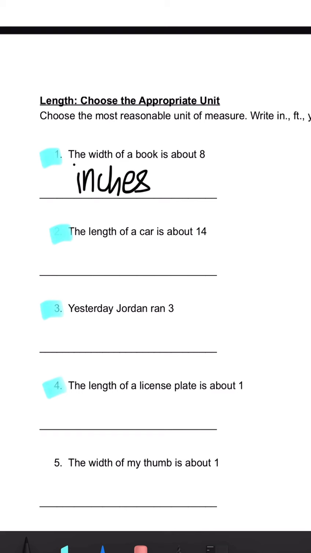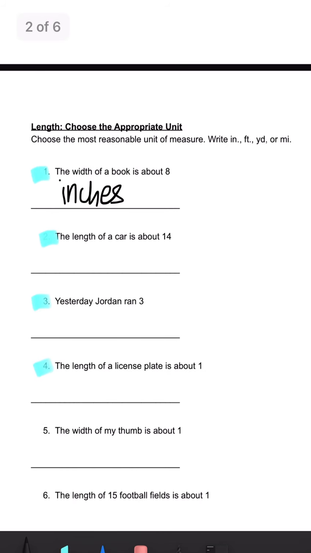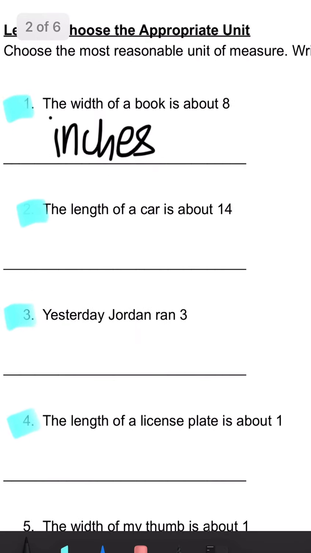Number 2, the length of a car is about 14 what? Yards is 3 rulers long. So 1 yard is 3 rulers, 1 foot is 1 ruler. A car should be around 14 feet.